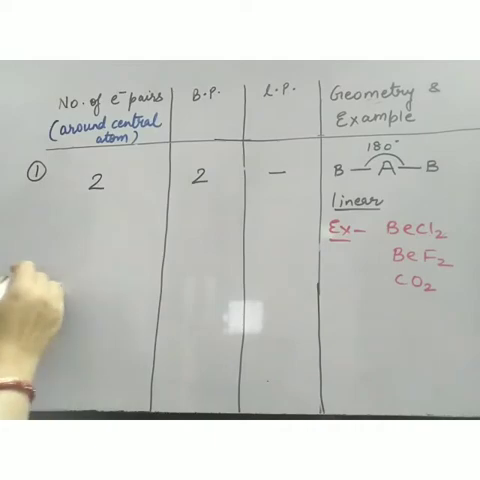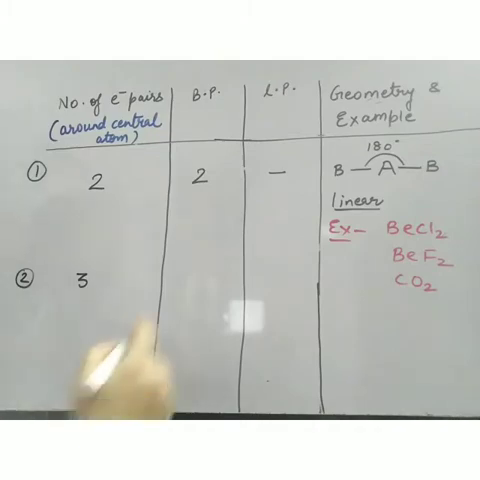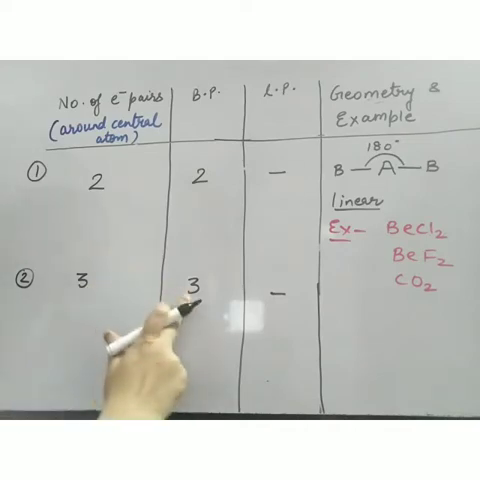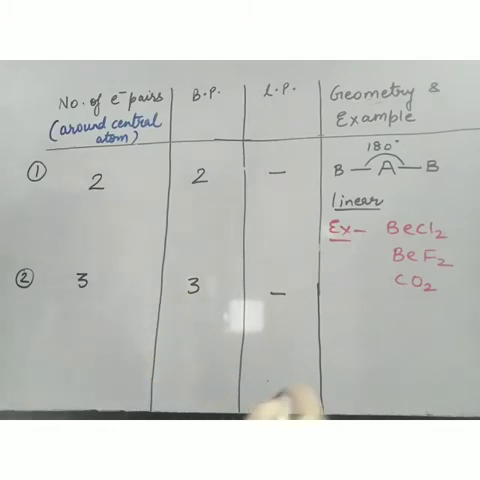Now the second example that we'll take is where the total number of electron pairs are 3. Means 3 electron pairs are surrounding the central atom and 3 are bond pairs. No lone pair is there. Still we have not taken lone pair into account. We are discussing the cases with bond pairs only. So 3 electron pairs are there, 3 are bond pairs. So let's see, suppose A is my central atom.